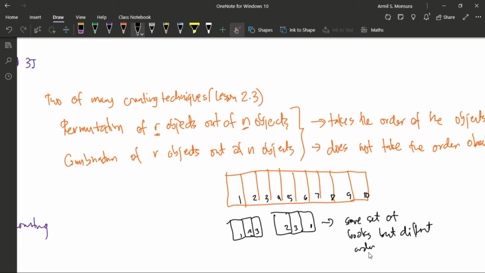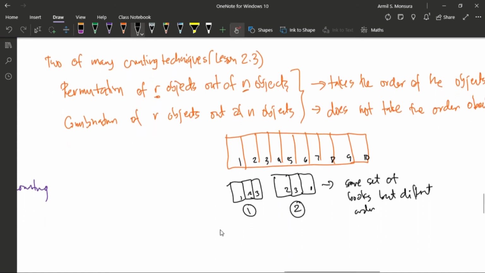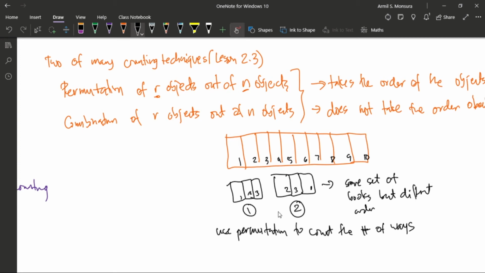Okay? So, kung yung ganyang scenario sa inyo, magkaibang bilang, ibig sabihin, isang way na to, tas pangalawang way na to, para sa inyo. Okay? In that case, you will use permutation to count, okay, the number of ways. Pagka magkaiba sa inyo yan.